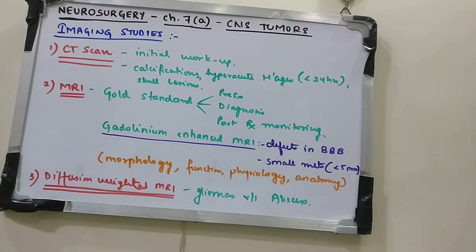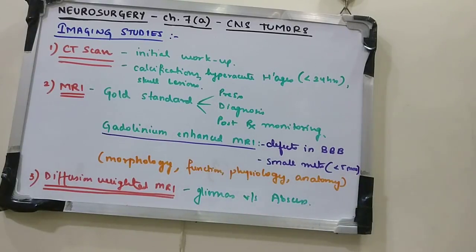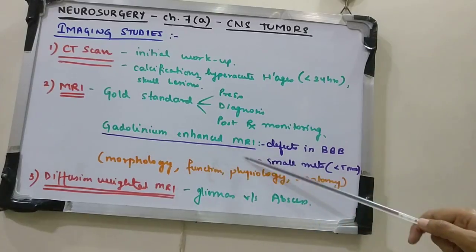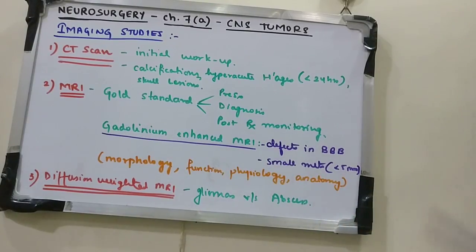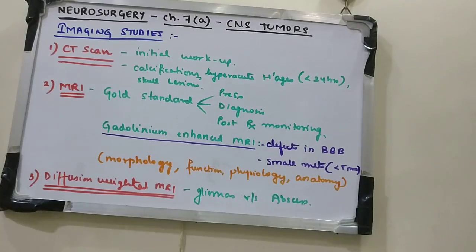This is not some technique. They're just putting in a contrast and seeing. So gadolinium is the contrast that is used in MRIs. Gadolinium enhanced MRI is very sensitive for demonstrating defects in the blood-brain barrier and for small metastases, which are less than up to 5 mm. Also, the gadolinium enhanced MRI can be used in patients that are allergic to iodine. Iodine is the contrast used in CT scan. It can also be used in those with renal failure.